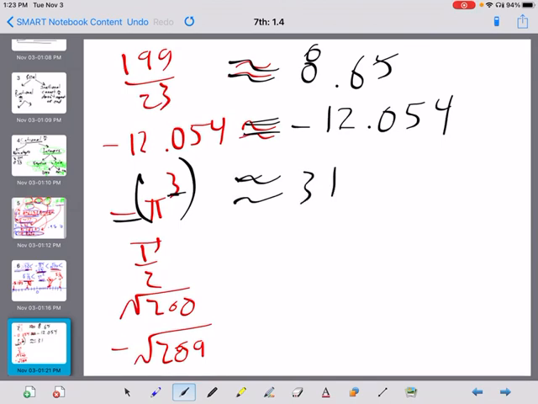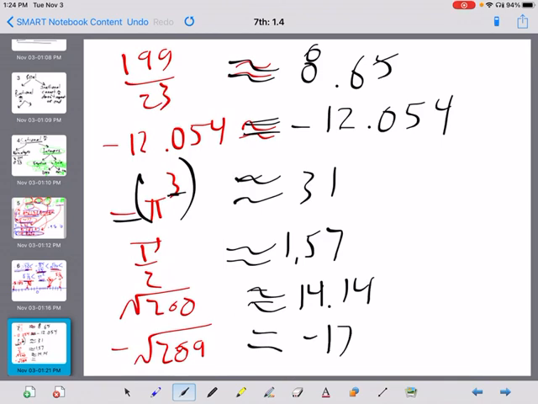Cubed. Pi cubed is about 31 flat. Pi over 2 is going to give you about 1.57. Square root of 200 is about 14.14. And negative square root of 289 is exactly negative 17. Remember that the square root is just the square root, but then it's negative. This is like multiplying by a negative 1. So that's what your final answer is.